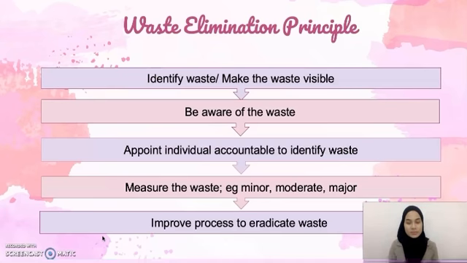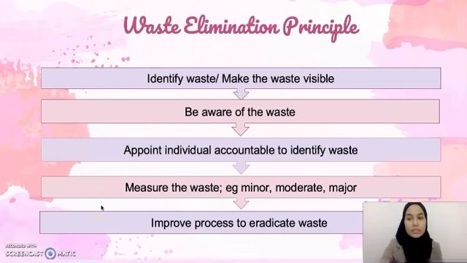The second one is be aware of the waste. The third one is appoint an individual accountable to identify the waste. And the fourth one is measure the waste, either it is minor, moderate, or major. And lastly, improve process to eradicate the waste. So now we shall look at the most likely cause of each of the 7 types of waste that I've already explained just now.